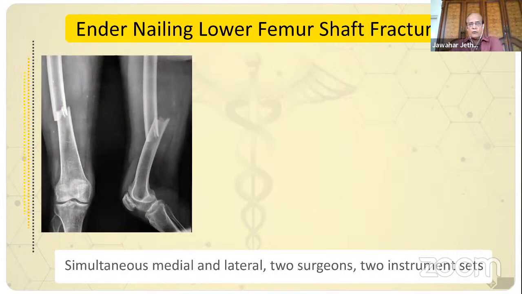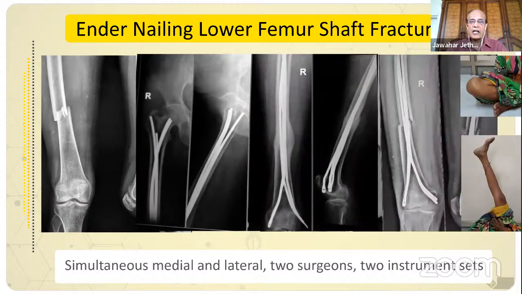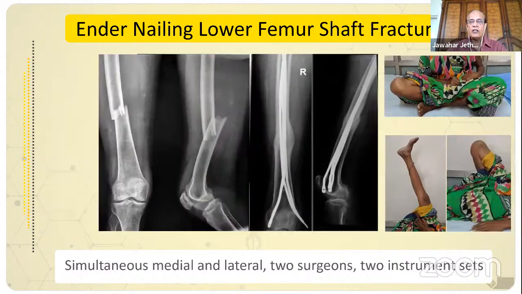Sometimes we come across a lower third fracture, still distal to this, where the same technique is used, which is called simultaneous medial and lateral insertion of the nails, with two surgeons with two sets of instruments. In such cases, you can pass nails from both sides. And the question of a distal canal, which is more roomy, does not arise because you are passing the nails from the side, which gives a subcortical sort of fixation. At the end, uneventfully, this goes on to a very good union with good function.